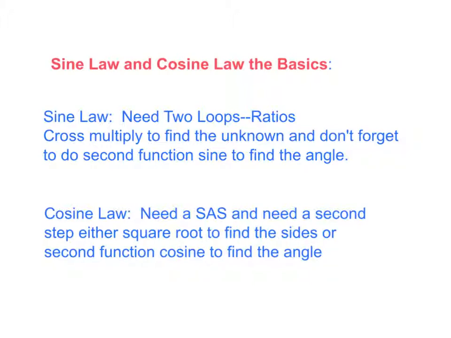So there's the quick 1-2 of sine law and cosine law. So for sine law, make sure you find two loops, one that has the angle inside and one that has one of the unknowns. Please set up the ratios correctly. Sine A over little a equals sine B over B. Cross multiply to find the unknowns, and don't forget to do second function sine to find the missing angle. Cosine law, always look for the little hat on top of the triangle. It's a side angle side combo. And remember the second step, either square root to find the missing side or second function cosine to find the missing angle. And never forget, there is no such thing as tangent law. Thanks for listening.